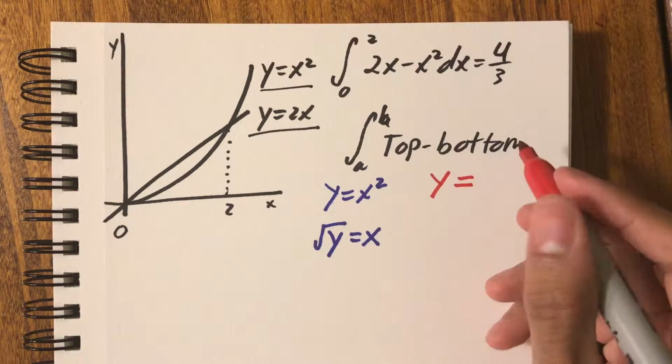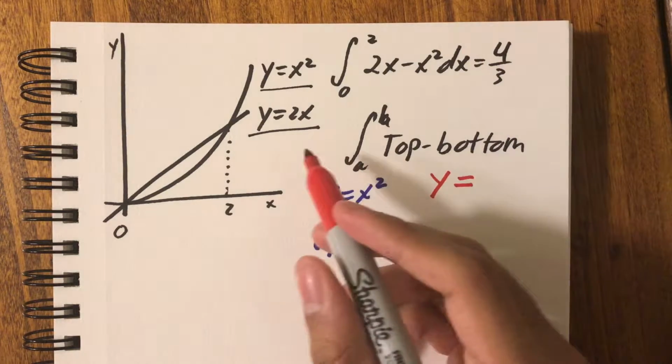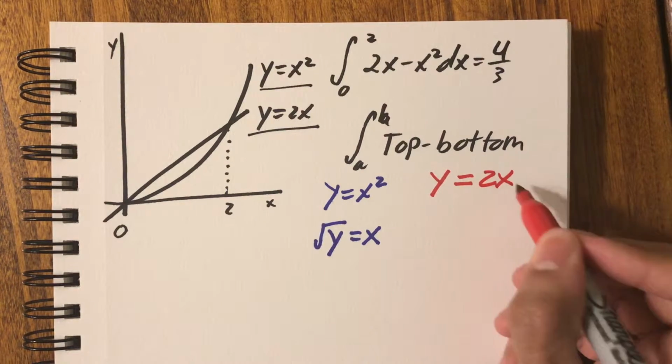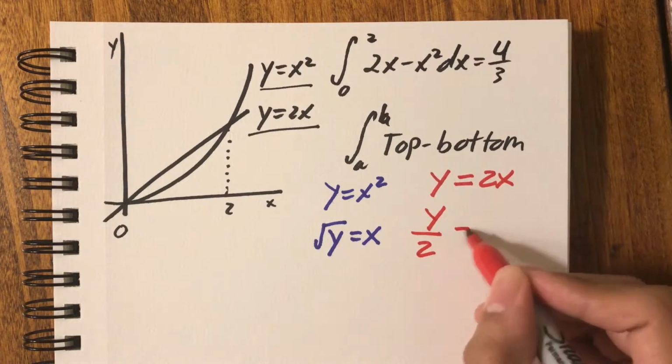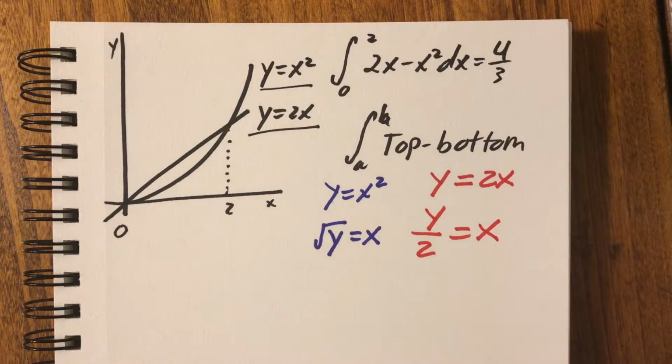I know mine didn't. So we're going to have this function, which is y is equal to 2x, and all you do is divide it by 2. So y divided by 2 is equal to x. And that's it. Now your equations are in terms of y.